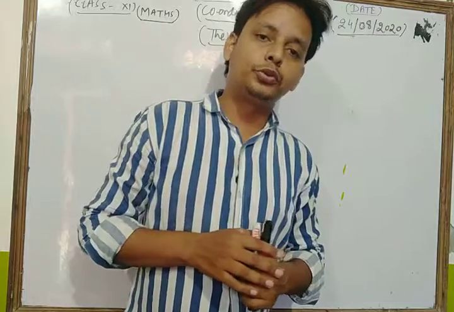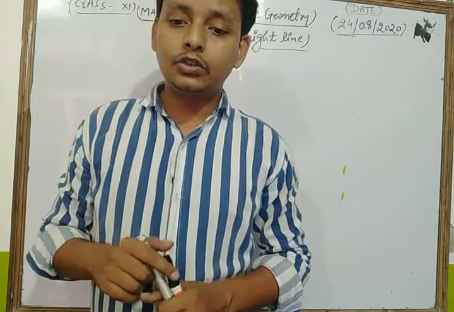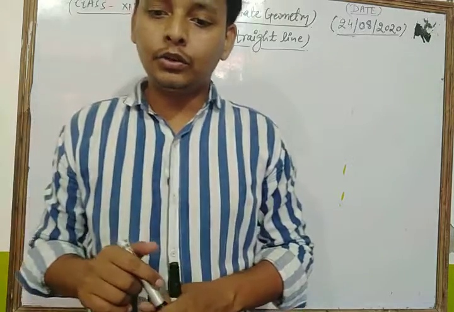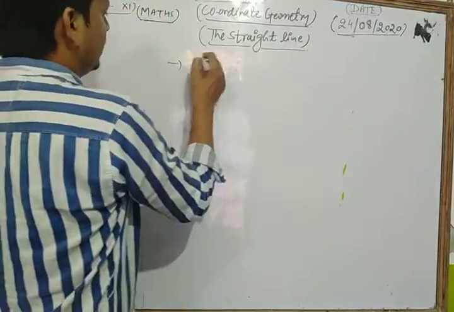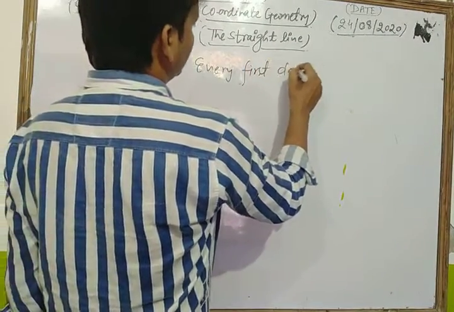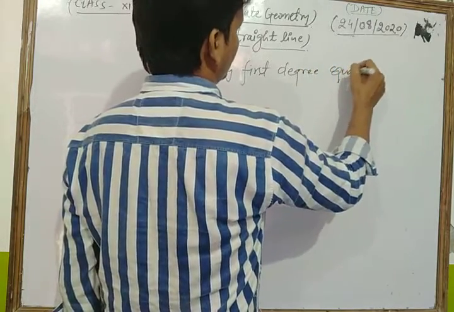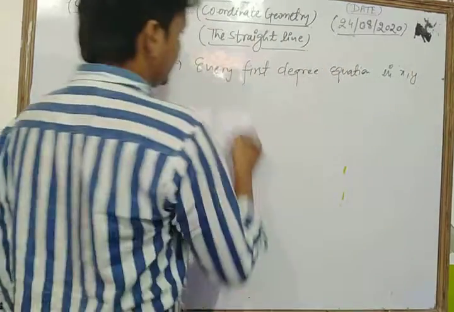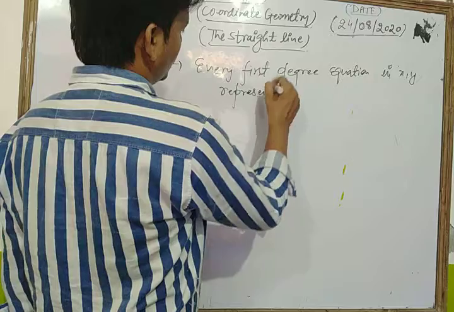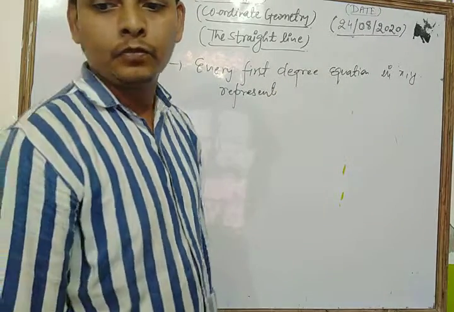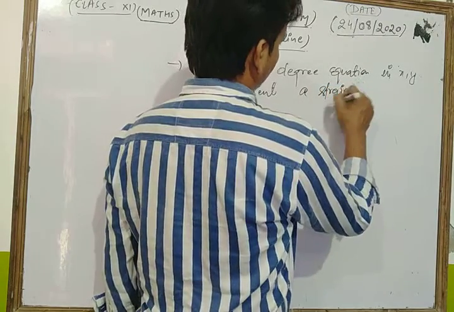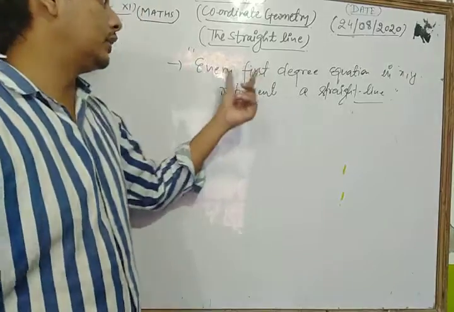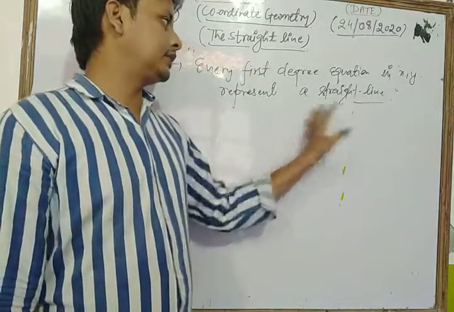And one important thing related to the straight line, dear students: every first degree equation in x and y represents a straight line. This is very important for you, so always remember this point and keep it in your mind. Dear students, every first degree equation in x and y represents a straight line.